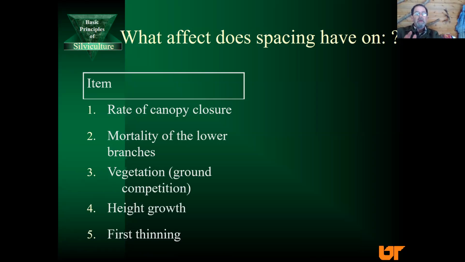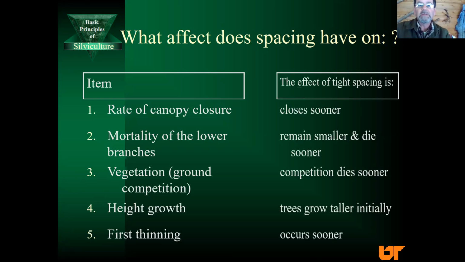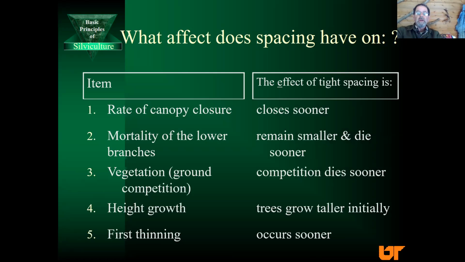So what we're talking about, this spacing chart that I just showed you, tighter spacings, the effect of tight spacing is that on the first consideration here, the rate of canopy closure, the canopy is going to close sooner, as you would expect if you've got more trees per acre. The canopy is going to close up quicker, and that can be a good thing because what will happen is these lower branches will remain smaller and they will die out sooner. And that's important because that gives you cleaner lumber down the road, fewer defects because of the knots.